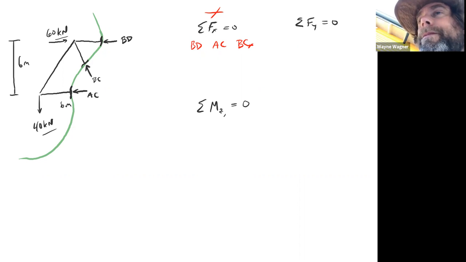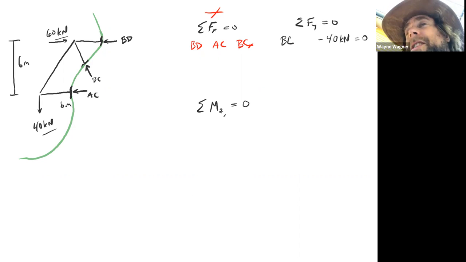So we've got BC in the y, which is going to have some sort of cosine or sine on it. That's positive. And we're going to subtract that 40 kilonewtons, and that equals 0. Because that's how we're going to get BC, super duper easy, as long as you spot it.